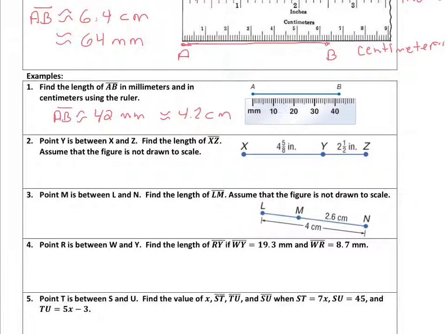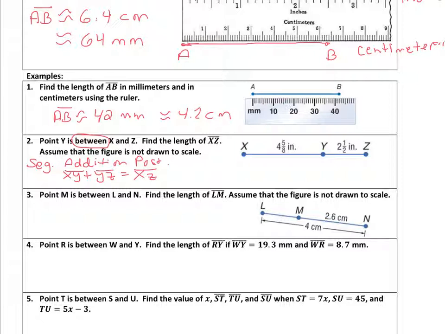Now let's take some practice using the segment addition postulate. Point Y is between. Again, that is not vague in geometry, that is very precise. Point Y is between X and Z. Find the length of XZ. So we're going to write down the segment addition postulate. I'm going to abbreviate here. So if Y is in between, then we can immediately say XY plus YZ equals the whole, XZ.